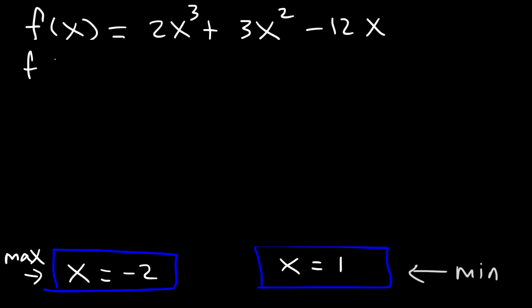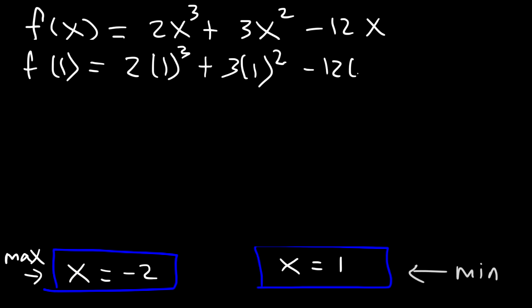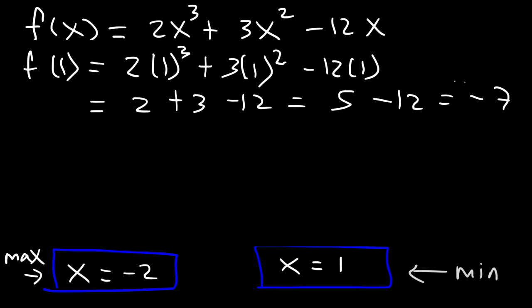So let's determine y when x is 1. So it's going to be 2 times 1 raised to the third power plus 3 times 1 squared minus 12 times 1. So that's going to be 2 plus 3 minus 12. 2 plus 3 is 5. 5 minus 12 is negative 7. So we have the ordered pair 1, negative 7.